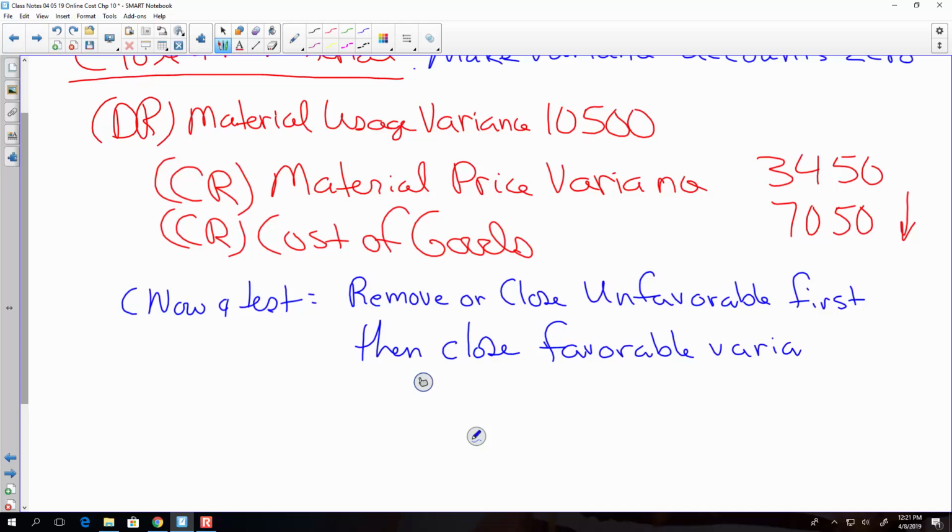So if I, for instance, would have an unfavorable rate variance from my labor, or we did have an unfavorable efficiency for labor, I would combine that with my unfavorable price variance here, $34.50, and close them together. After closing the unfavorable variances, then I would go ahead and close the favorable ones together. Both material and labor would be combined into one entry. So just be aware of that scenario in a lot of your exercises and problems that you do in Chapter 10.